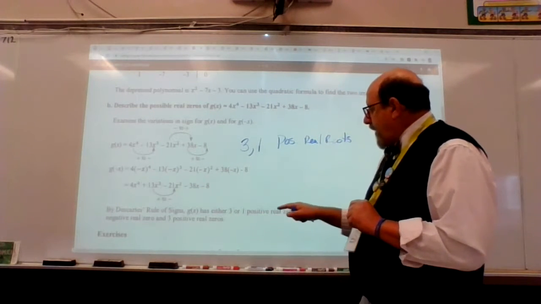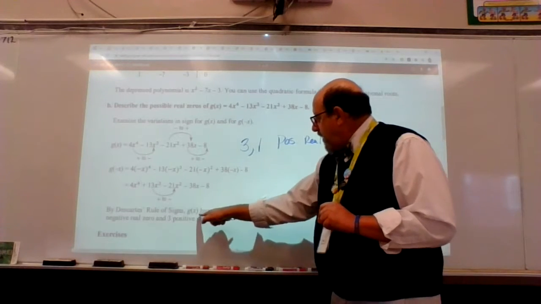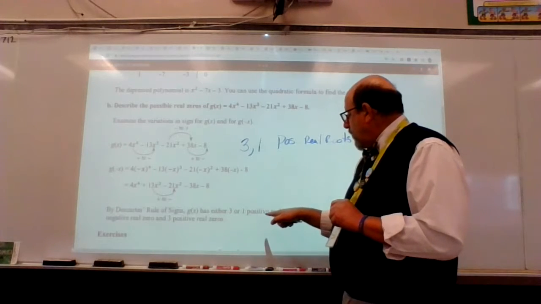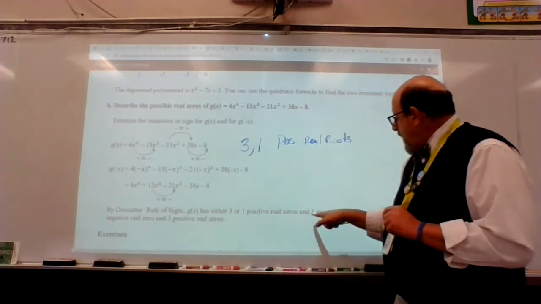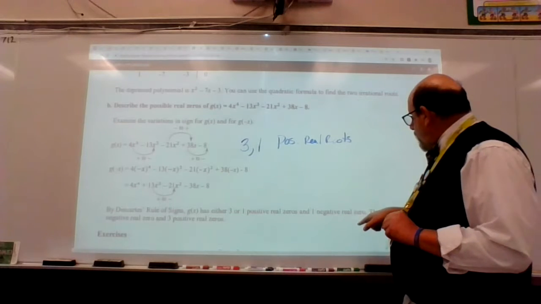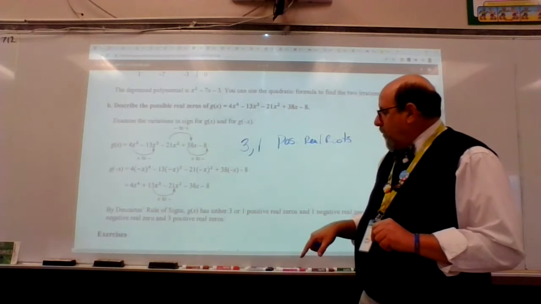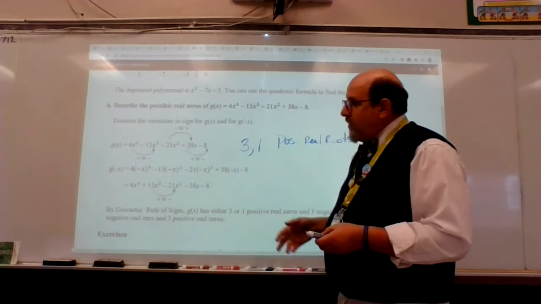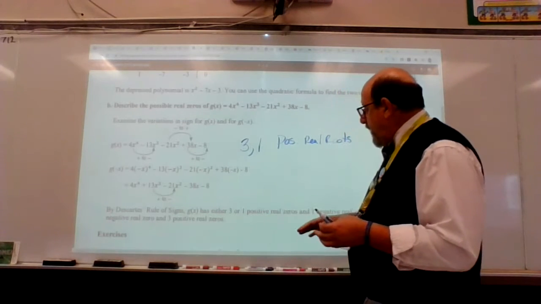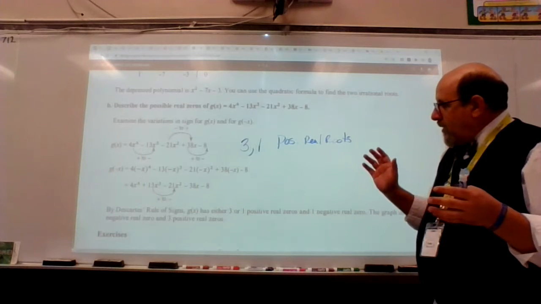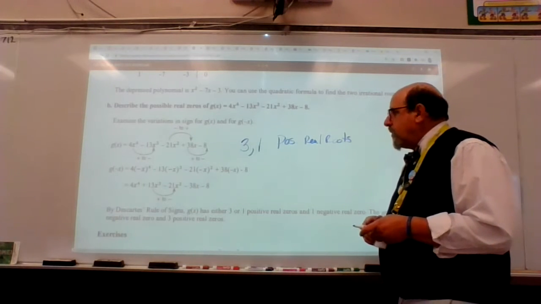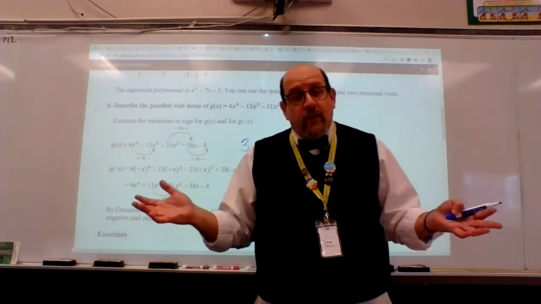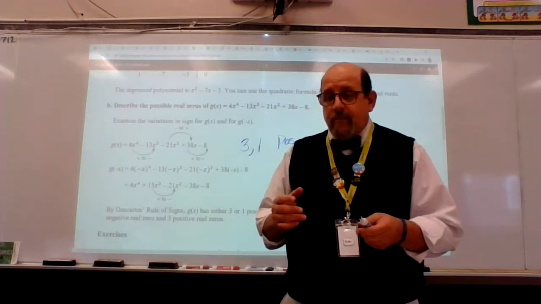So using the rule of signs, this has 3 or 1 positive real zeros, or real roots, I call them, and it has 1 or 0 negative real roots. And then if you graph it, you can see that there are indeed 3 positive real roots, or 3 positive real zeros. And really and truly, that's about it.